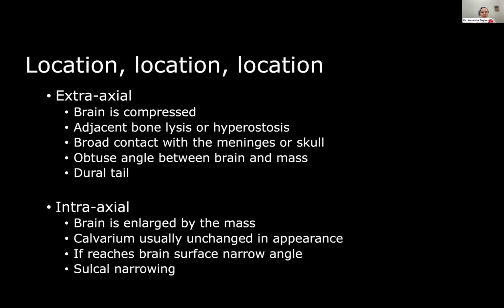As with real estate, location is one of the most important things to consider when you are looking at an MRI because it greatly affects the differential list. So be very comfortable with the fact that if it's extra axial, you may see changes in the adjacent bone, broad contact with the meninges or the skull, an obtuse angle between the brain and the mass or lesion, and a dural tail, as opposed to intraaxial lesions where the brain is enlarged by the mass, the calvarium is typically unchanged or normal. And if the mass reaches the brain surface, there's a relatively narrow angle between the brain and the mass.